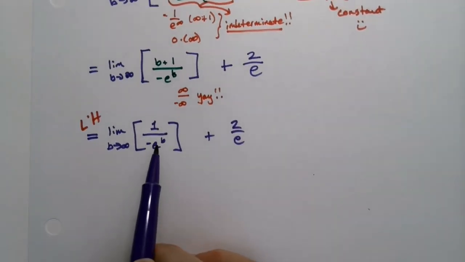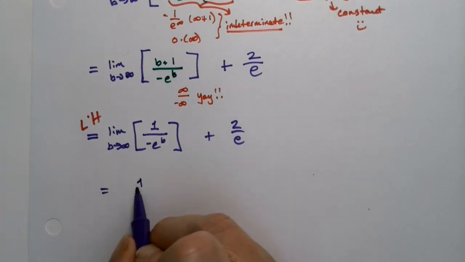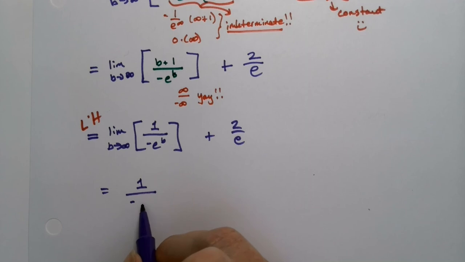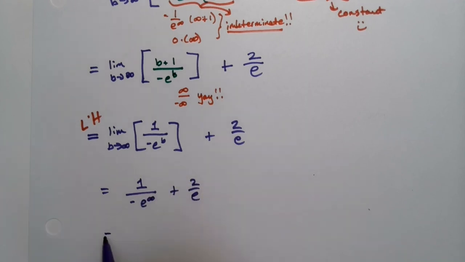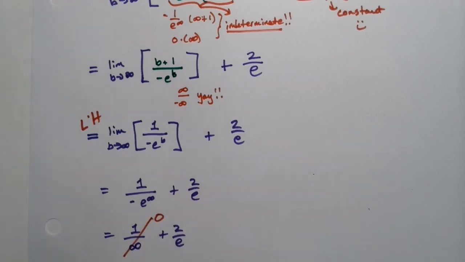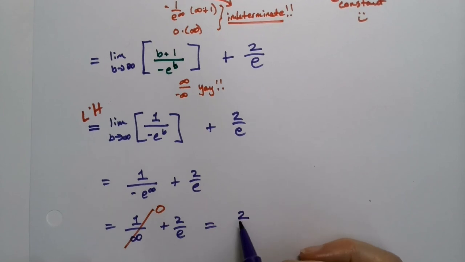But this is no longer indeterminate. I can put infinity into this. This is 1 over negative e to the infinity plus 2 over e, which is 1 over infinity plus 2 over e. And 1 over infinity is 0. So that means that my limit is 2 over e.